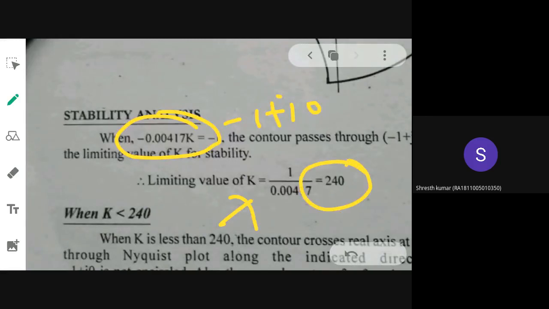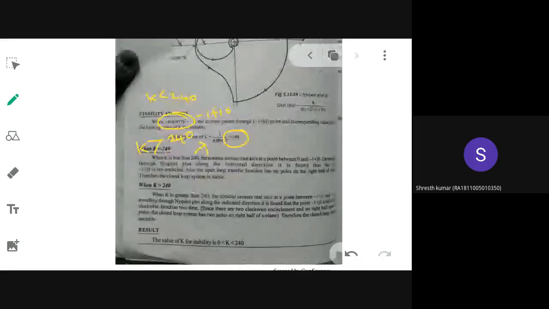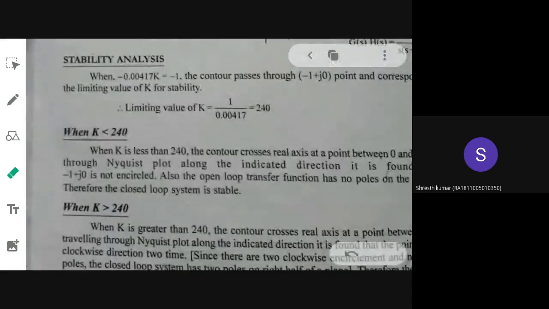So you have to consider different cases. One is when K is less than 240, what happens to the system stability? The other is when K is greater than 240, what happens to the system stability? This determination is very important. Please give an ear to me. First case, when you are having a value where K is less than 240, you can choose any value. K is less than 240, any value you have to choose.